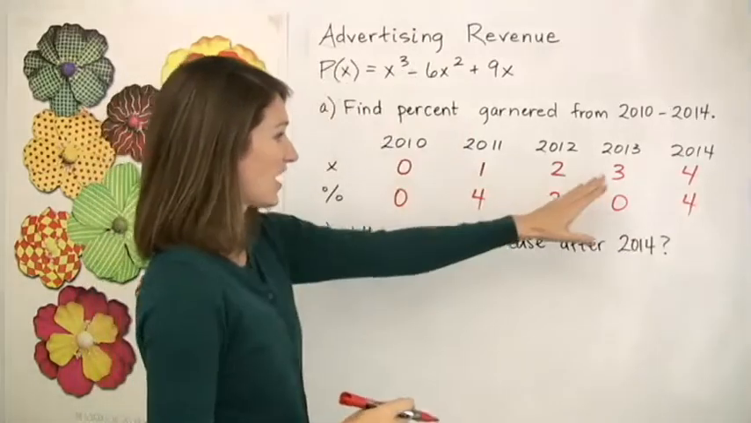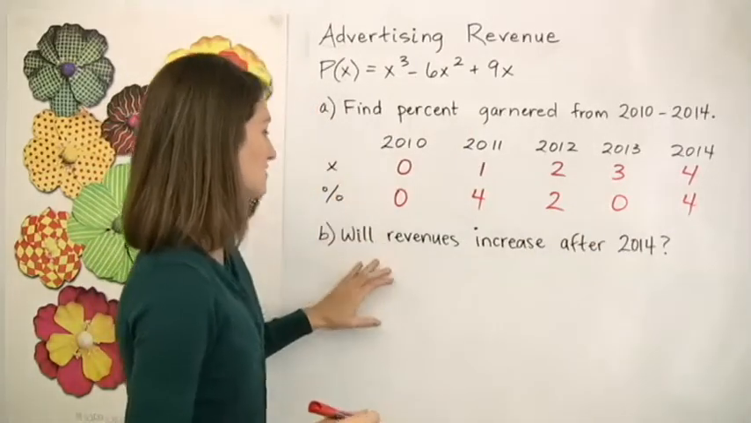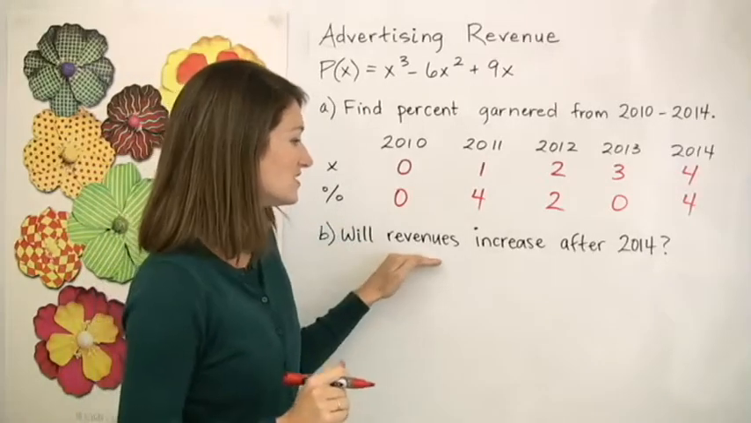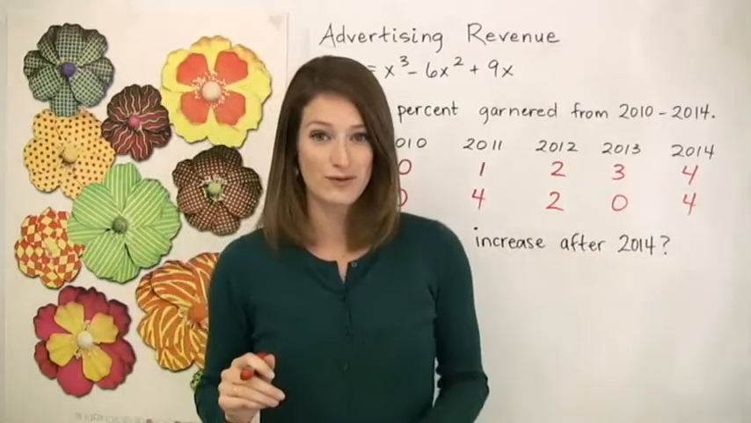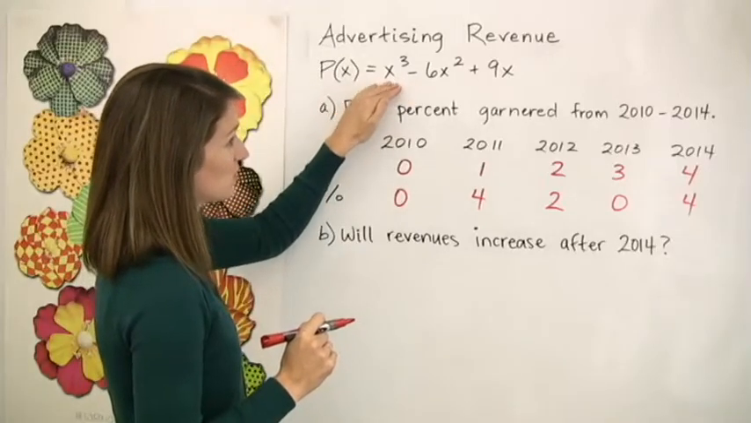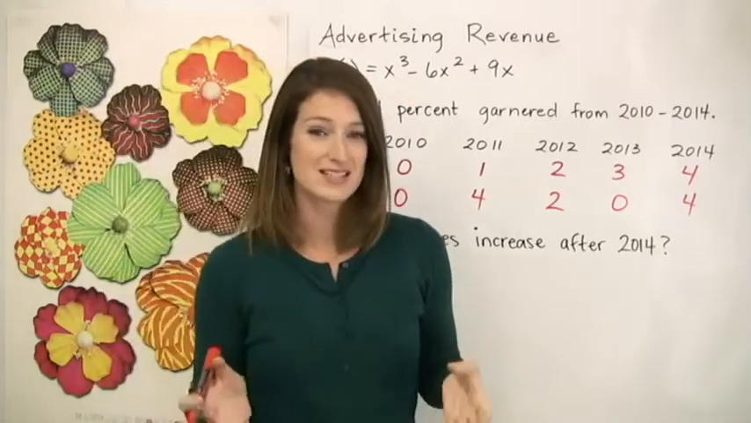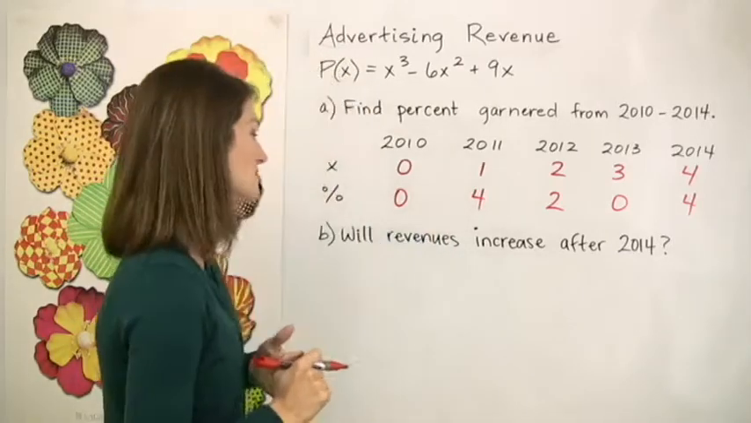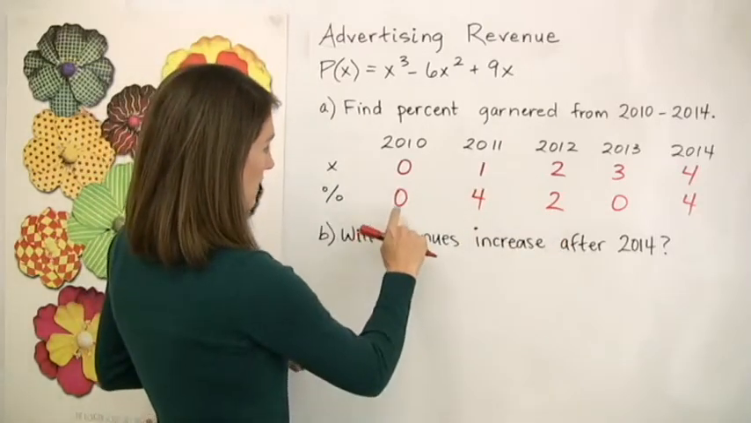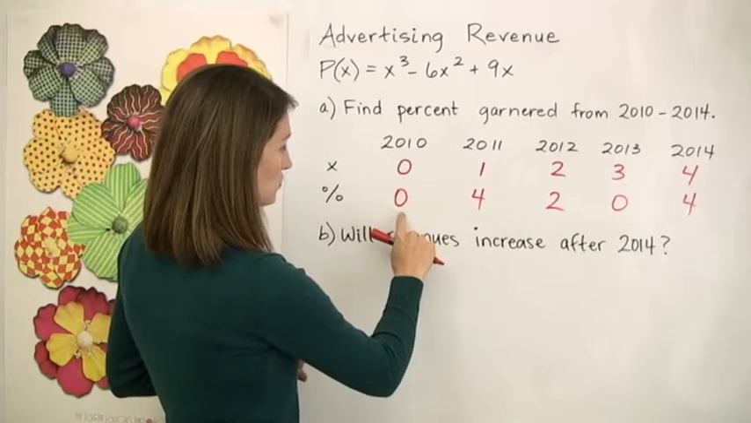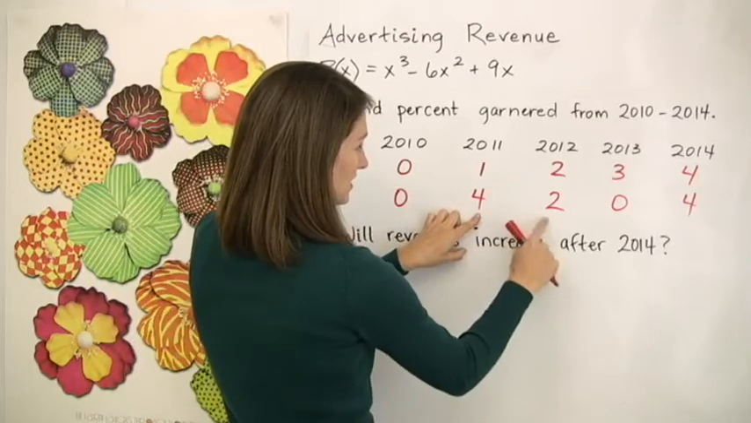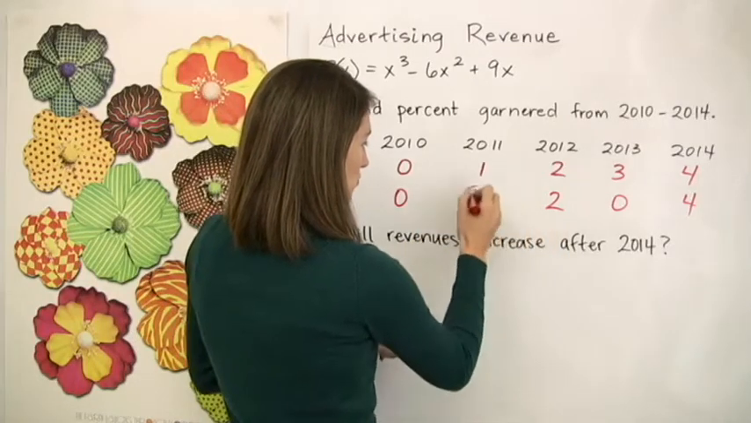So then we can look at these values here in our table and we can answer our next question, which is, can this social networking company expect to see revenues continuing to increase after 2014? So the first thing we need to do is look at this function, and the degree of this function is 3, which means that you can expect to have no more than 2 turning points. So if we look at our values here, we have a turning point where the revenues increased going from 2010 to 2011, and then they decreased between 2011 and 2012. So here's a turning point here.